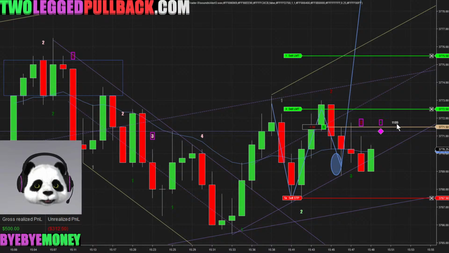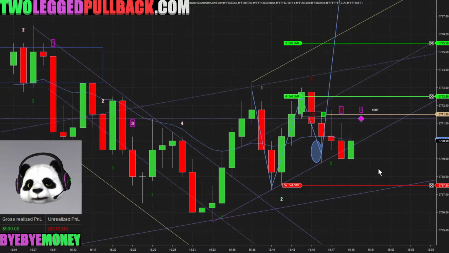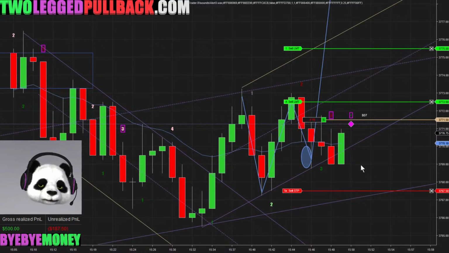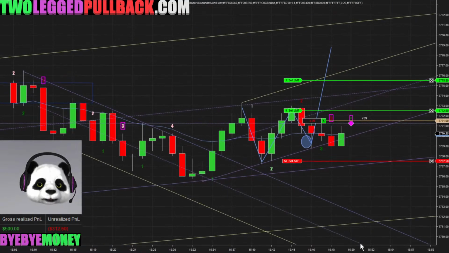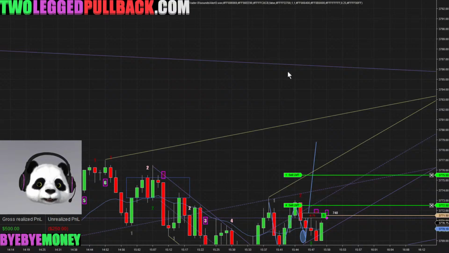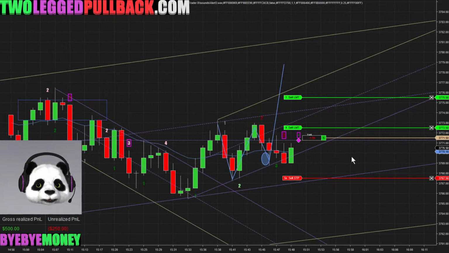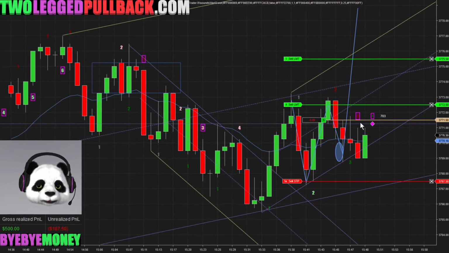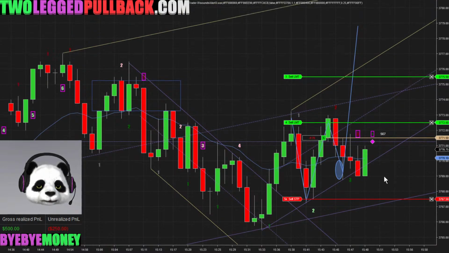This is a setup I like a lot here, actually. Sideways channel. It's been an evil sideways grinding day. It's true. But I have a target here. Obvious target. Top of this trend line. Let's get it. Let's hit this. If it hits this, I should be able to scalp out pretty easily. Let's see if it gets it.